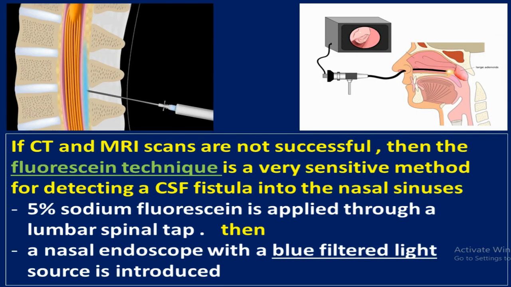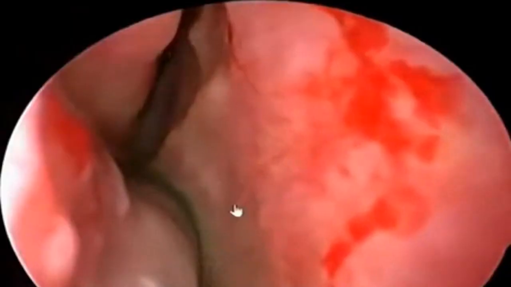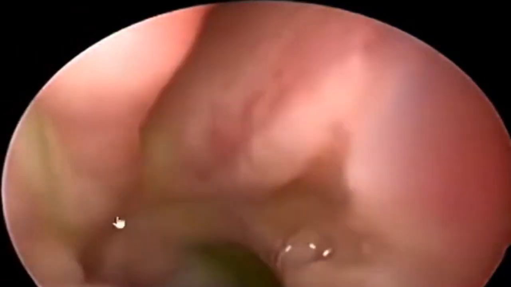If the CT and MRI are not successful, then the fluorescein technique is a very sensitive method. 5% of sodium fluorescein is applied through a lumbar spinal tap. The nasal endoscope with blue filtered light source is introduced.